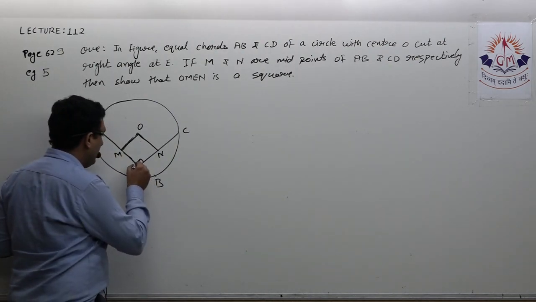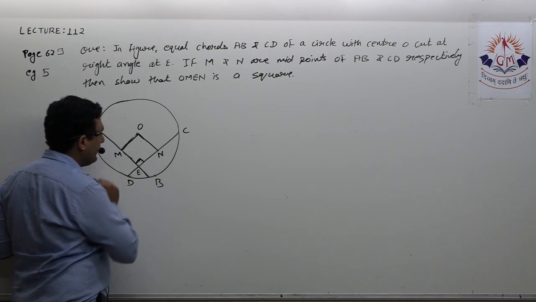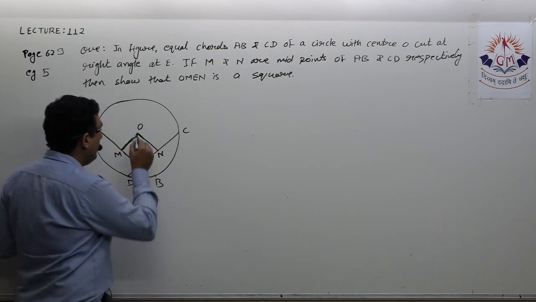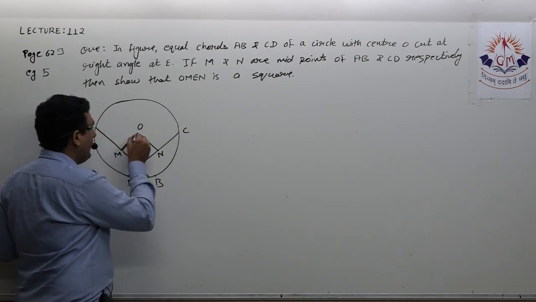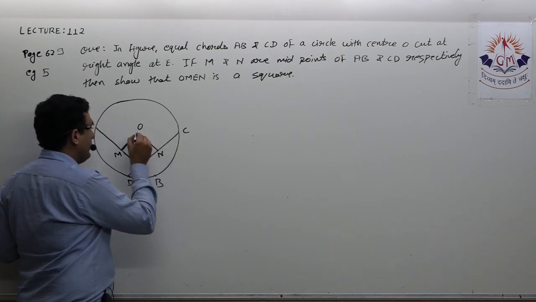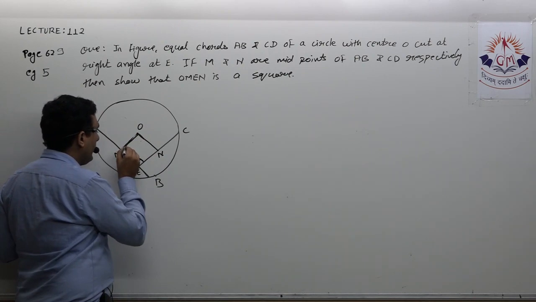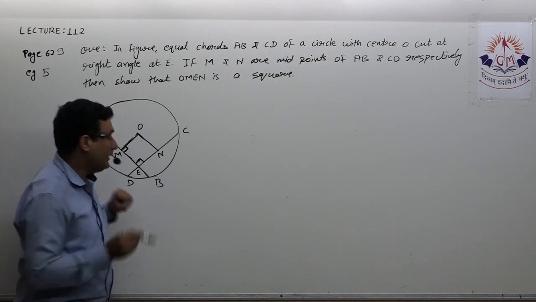So here it is easy to prove all angles 90 degree. One angle is 90 degree, it is already given. Now it is given that M is midpoint, and we know there is a theorem which says a line segment joining the center and the midpoint of the chord is perpendicular to the chord. So in this way you will get this angle 90 degree.